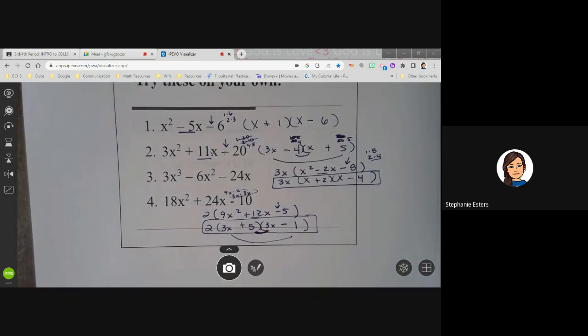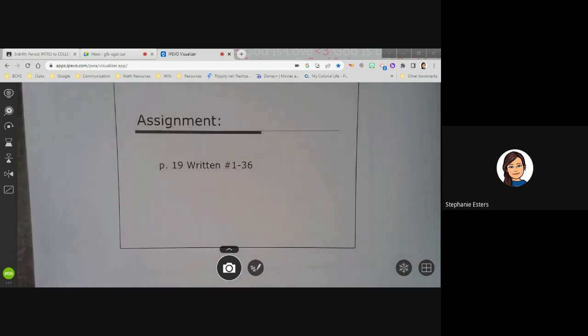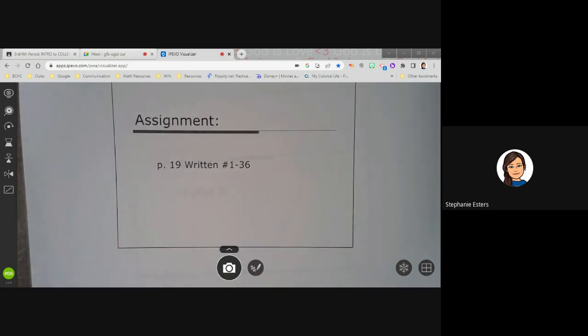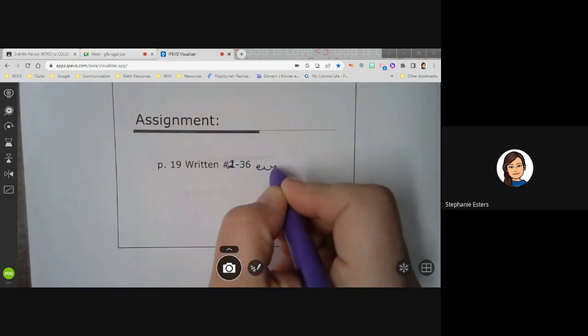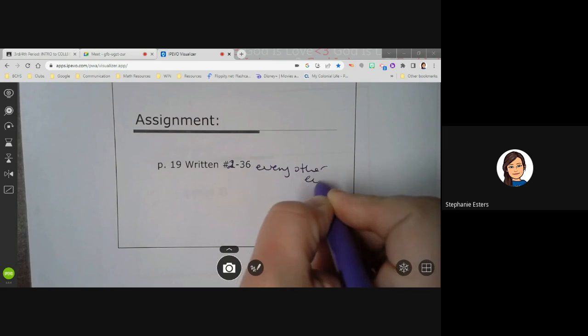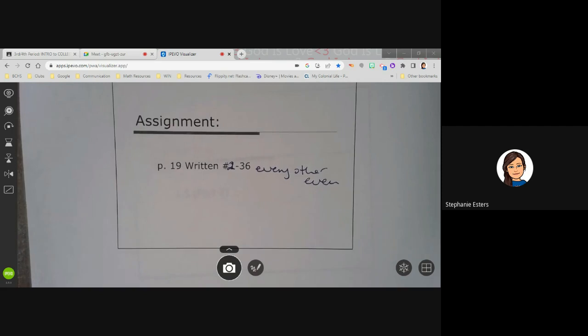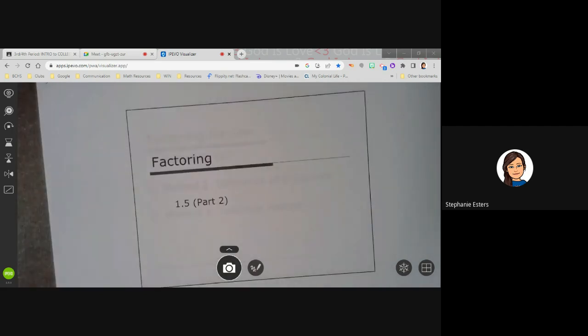All right, so if you are in 4th block, you're going to stop the video right here. Your assignment today, let me just double check. Yeah, you're doing page 19, 2 through 36, every other even. So that's if you're in 4th block. If you are in 2nd block, you're going to keep rolling because we've got another lesson. Again, 4th block, you'll resume the rest of this video tomorrow.